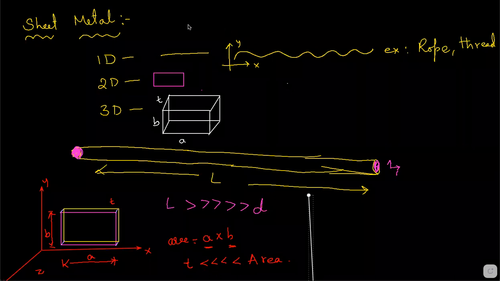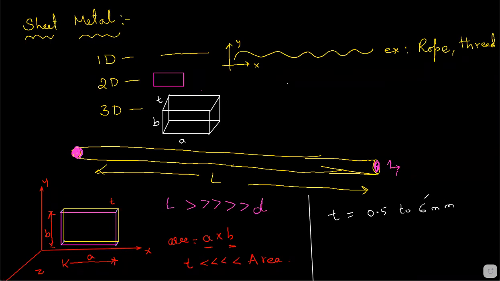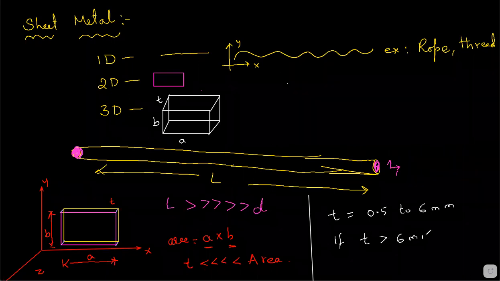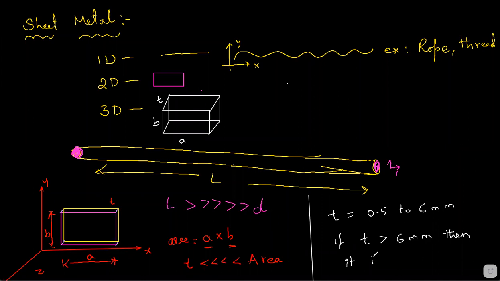The thickness of the sheet has a level. Thickness is usually between 0.5 to 6 mm. It means from 0.5 mm to 6 mm, you can have the thickness. If T is greater than 6 mm, then you call it a plate. It is not a sheet. So here it is a sheet.